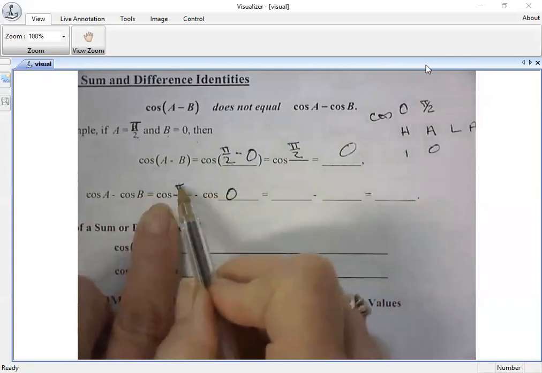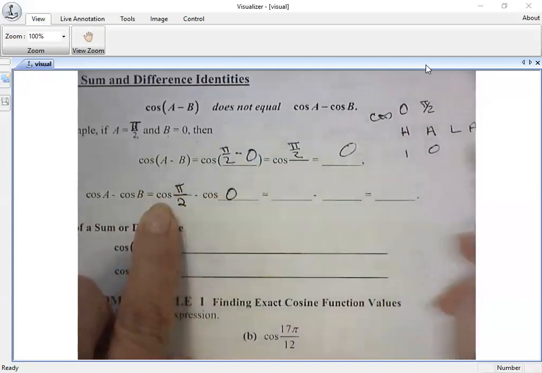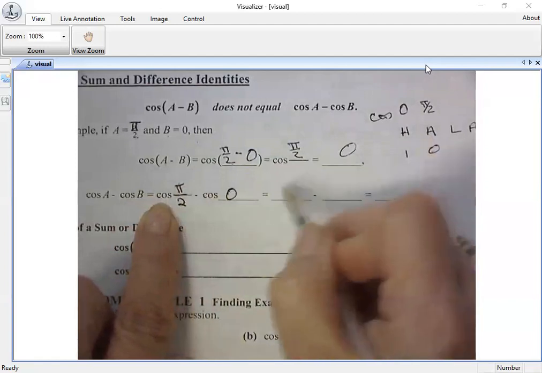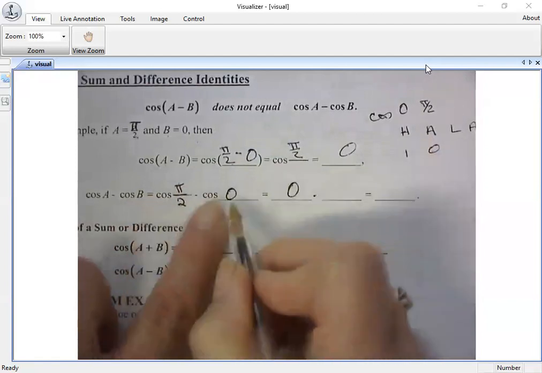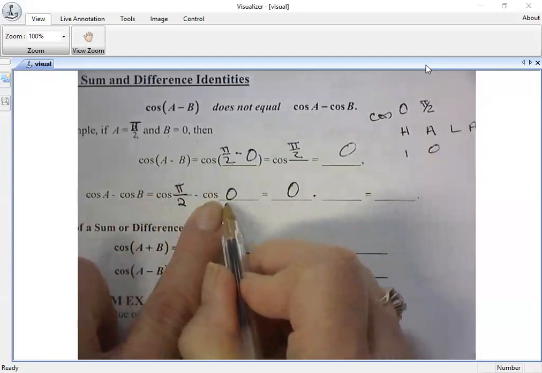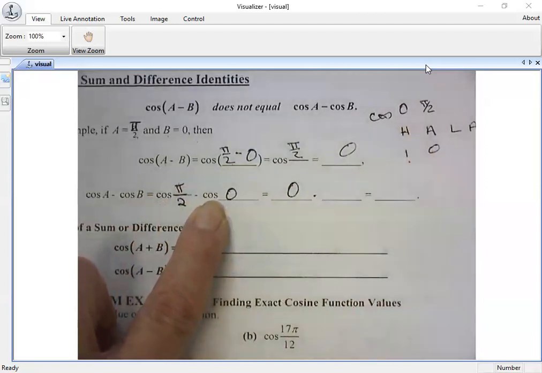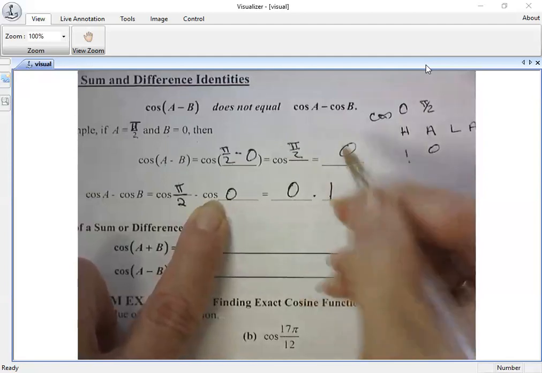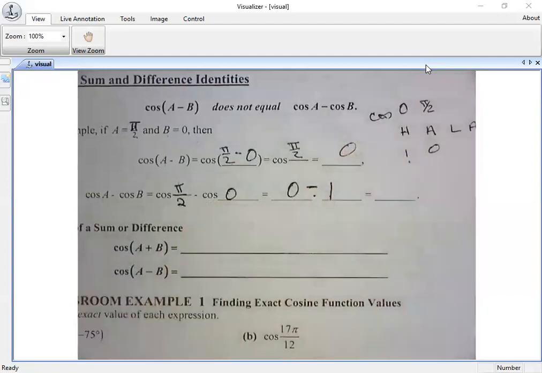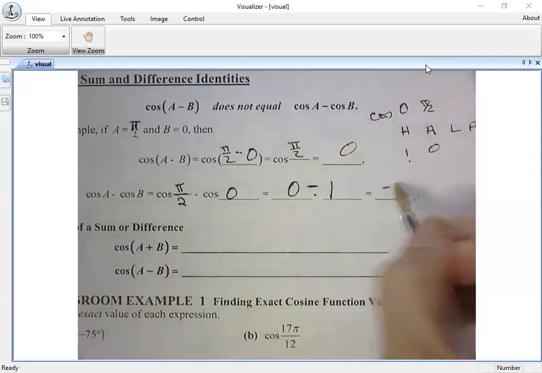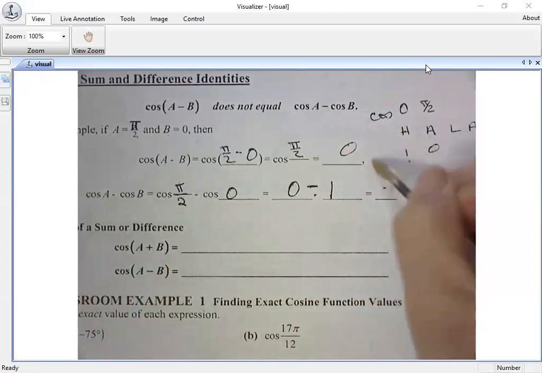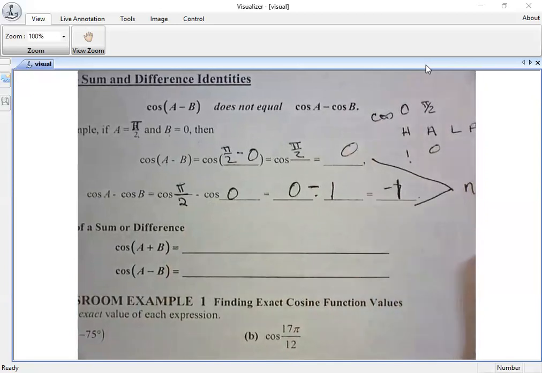Now, the cosine of pi over 2 is 0. We just found that a minute ago. Minus, what's the cosine of 0? Is 1, isn't it? Because remember, it starts high. So the cosine of 0 degrees has a ratio value of 1. Well, what is 0 minus 1? These are, oops, -1. These are not equivalent.